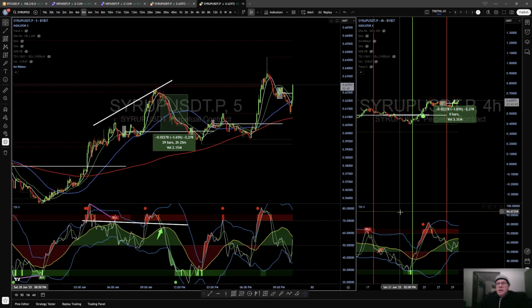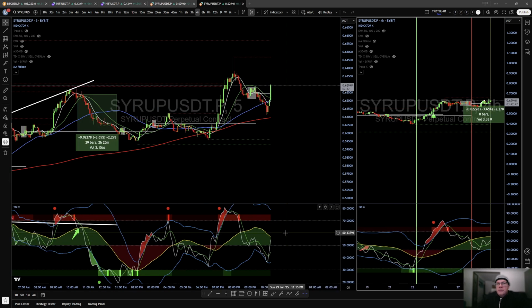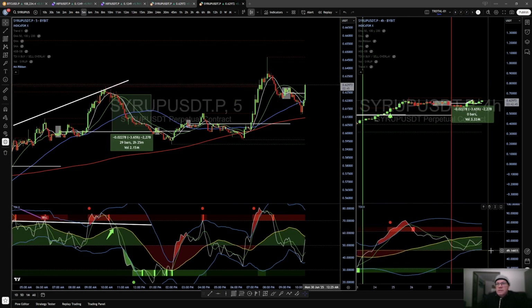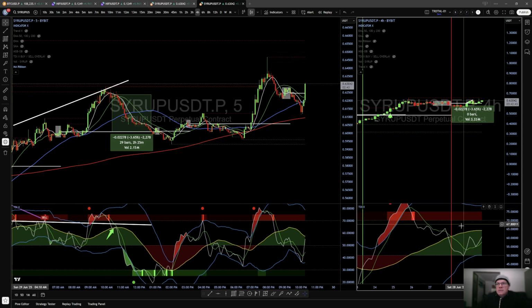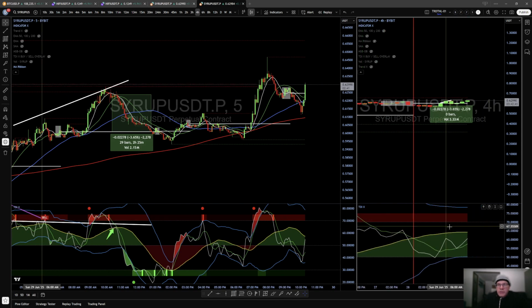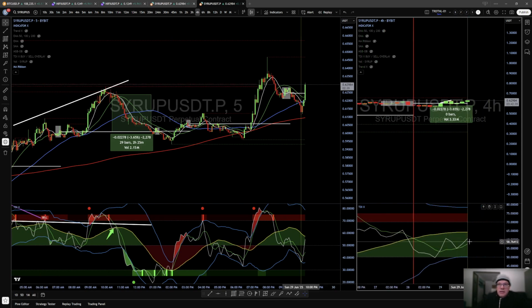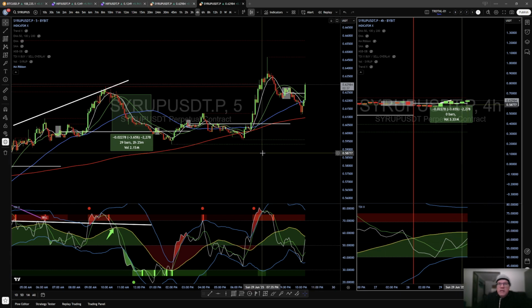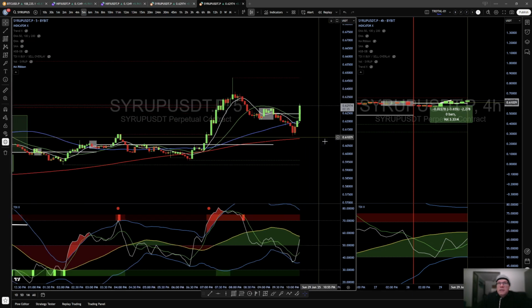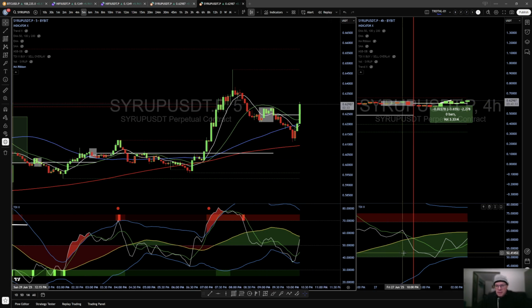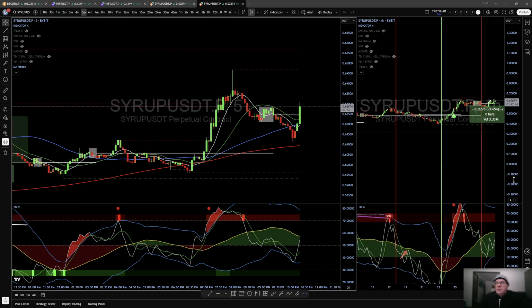So you don't just want to watch your 5-minute, you want to watch your 4-hour too, because things change. And these little lines will move as it prints. As the price goes up and down, this line will move before your eyes, depending on how big a movement it is. But yeah, that's pretty much it. That's how I use this, and I love trading like this. It's my preferred way to trade.